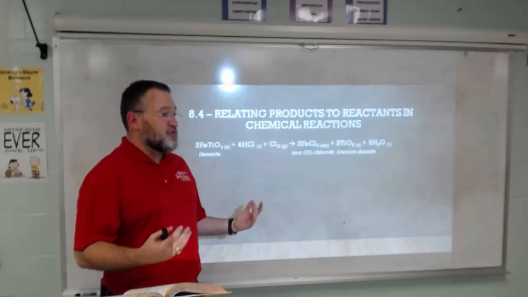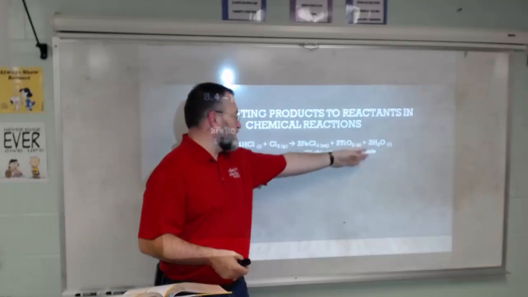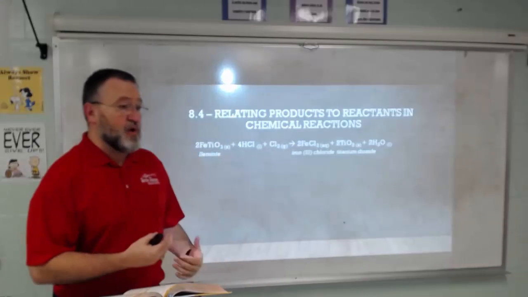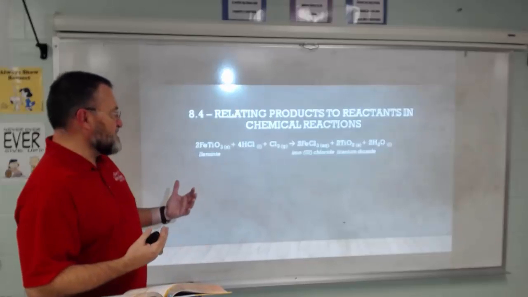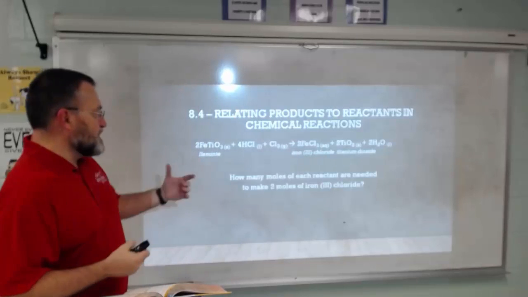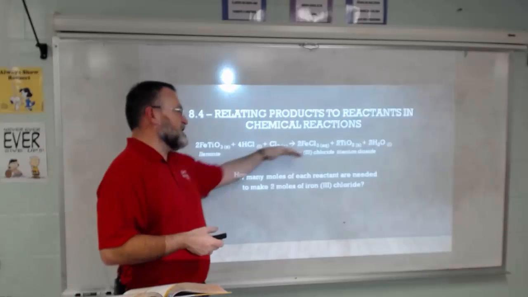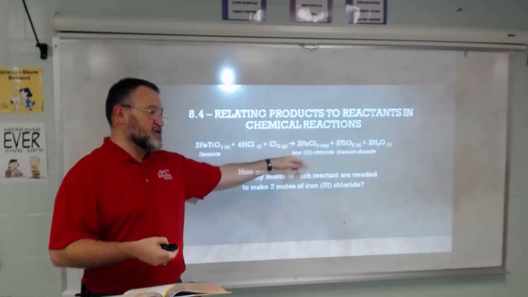That is the recipe to make 2 moles of, in this case, iron(III) chloride. And in addition to the 2 moles of iron(III) chloride, I would also make some titanium dioxide and some water. As a matter of fact, 2 moles of titanium dioxide and 2 moles of water as well. So I'll get all the products. But in this case, I'm asking the question, if I wanted to make a certain amount of iron(III) chloride, how much would I need to make 2? And it's already given for us by having this balanced reaction equation on the board.